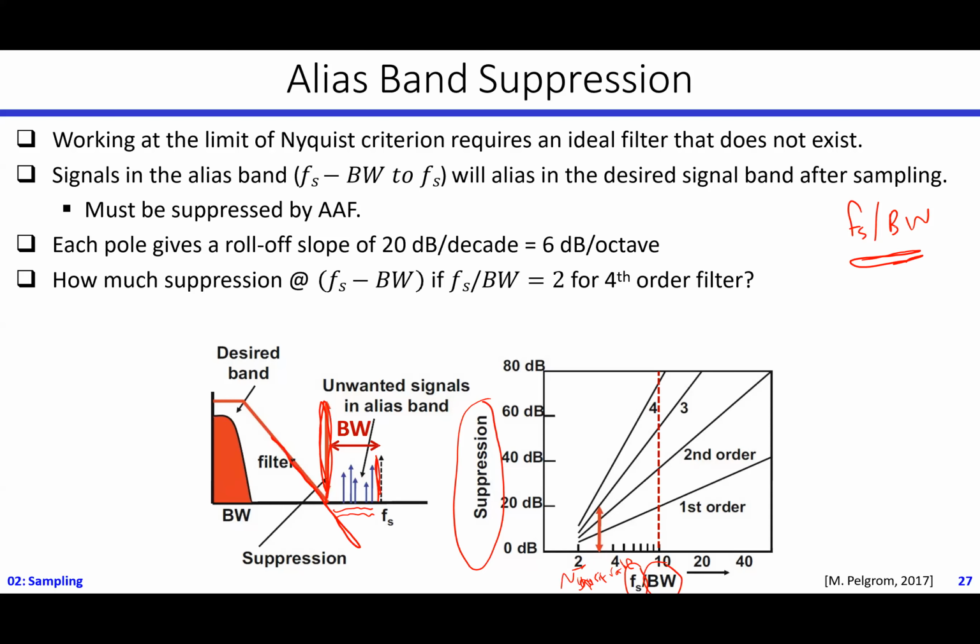In this case, whether you compare the first order, second order, third or fourth order filter, all of them give me low suppression. But if you take just an example of a fourth order filter, how much suppression will it give us for a filter?